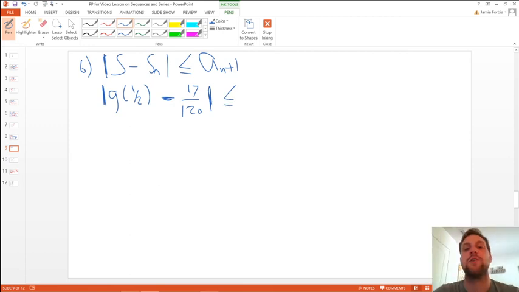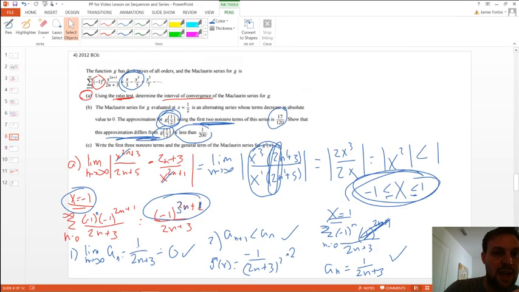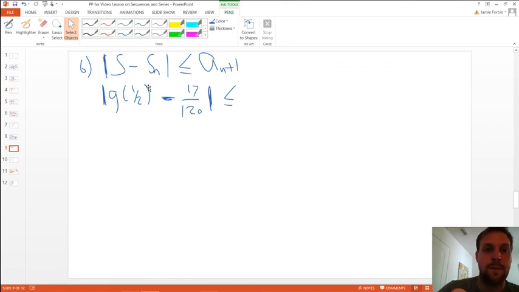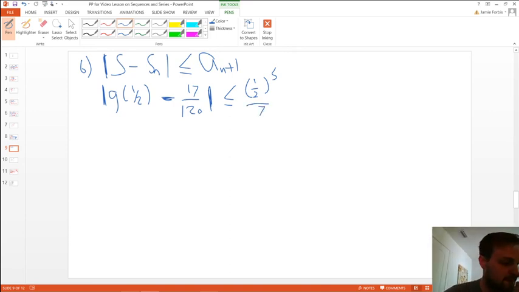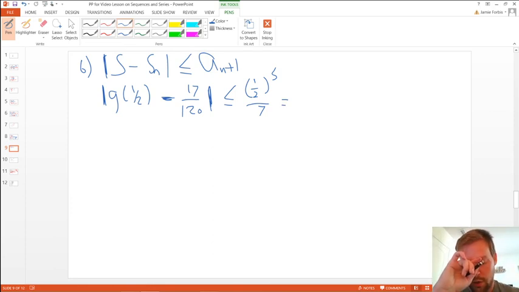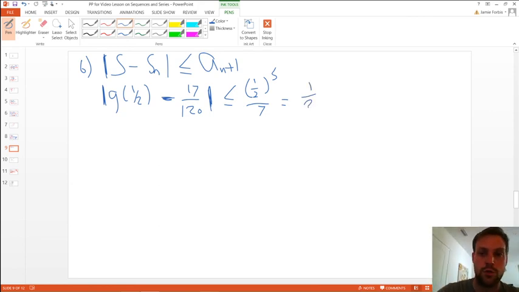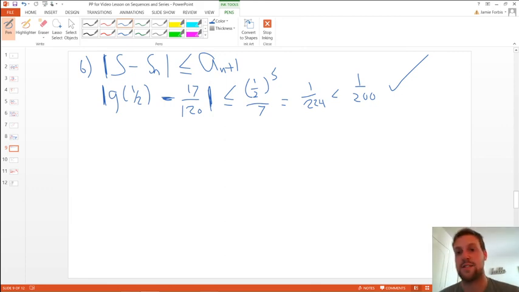I know that's going to be less than or equal to the value of the next term. Well, what's the value of the next term? It is x to the 5th over 7, which is (1/2) to the 5th over 7. That value, simplified, is 1 over 32 times 1 over 7, which is 1 over 224, and that value is less than 1 over 200. So we just showed that the error is definitely less than 1 over 200.